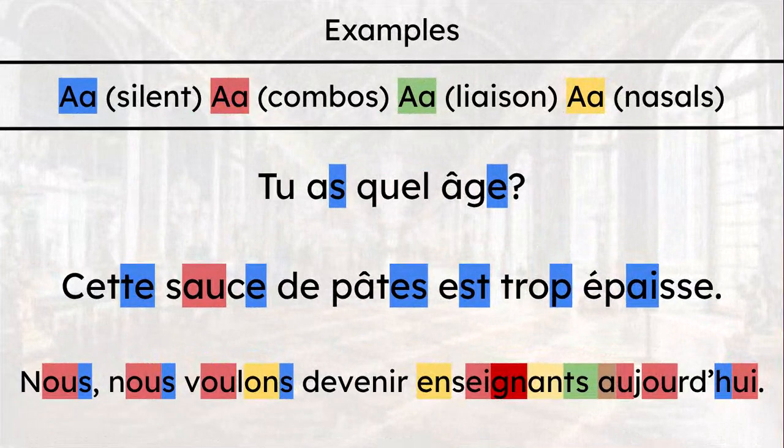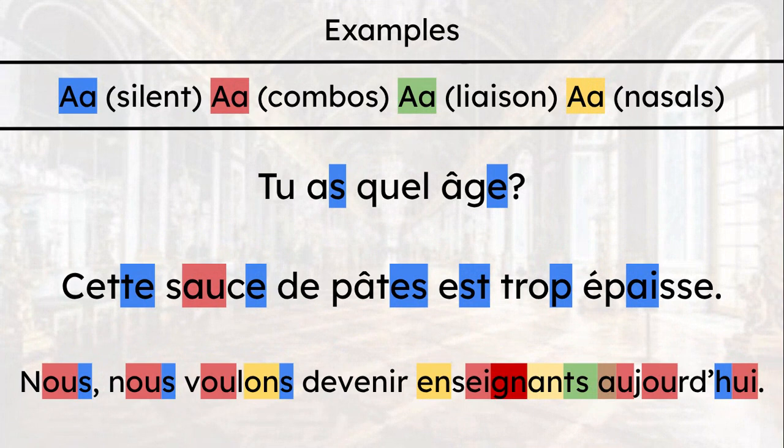Okay. Now, we're just going to look at some examples from easy pronunciation to medium pronunciation to hard pronunciation. So, tu as quel âge, which means how old are you? So, only the S in tu as and the E in âge are silent. So that's pretty explanatory. So, tu as quel âge?